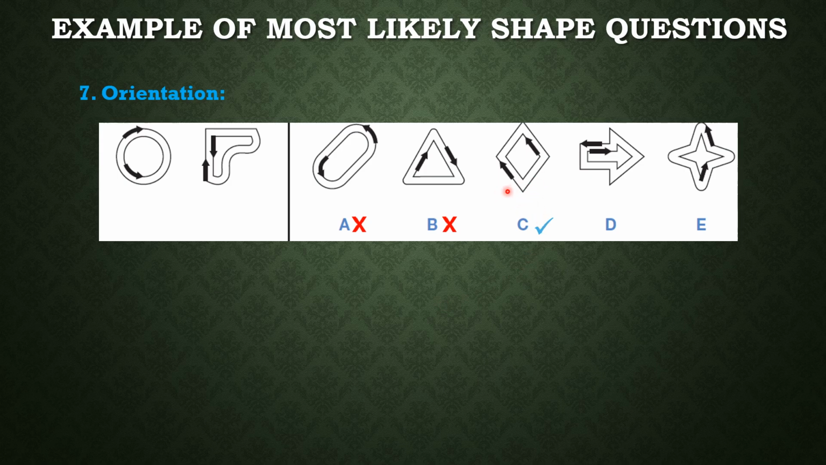Why? Because the outer shape is pointing clockwise and the inner shape is pointing anti-clockwise, which matches the pattern. And D is not, because the outer is pointing anti-clockwise and the inner is pointing clockwise, which is opposite to the pattern given here. And even in E, they are pointing in the anti-clockwise direction, so that cannot be the answer.